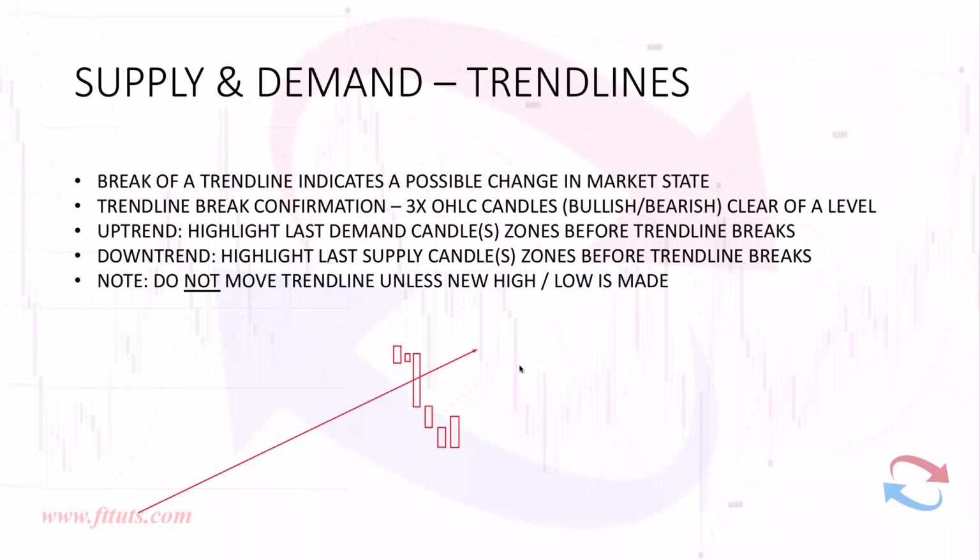So then what we're looking to do is draw the supply zone from the last supply zone before the candlestick, the 3 candles that confirm that this trend line has broken. And it would be the same thing when we look at a downtrend and we highlight the last supply candle zones before the trend line breaks.